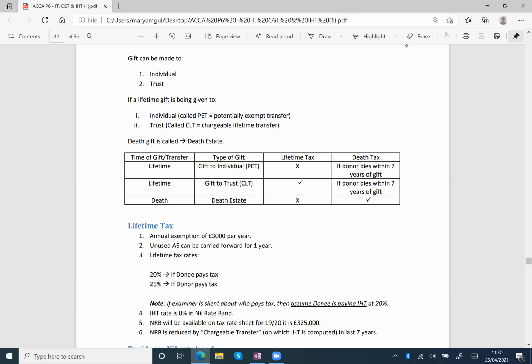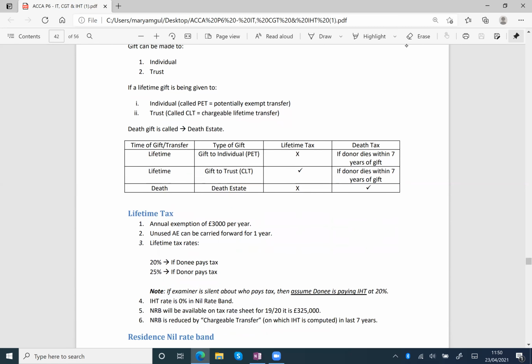There are four columns. First, time of gift or transfer. Gift or transfer, same meaning. Second column, type of gift. Third, whether there is a lifetime tax on this gift. And fourth column, whether there is any death tax on this gift. Now the first column, time of gift, means lifetime. Second, when you gift in your lifetime, in the second column you will see a gift to an individual is called PET, and a gift to a trust is called CLT.